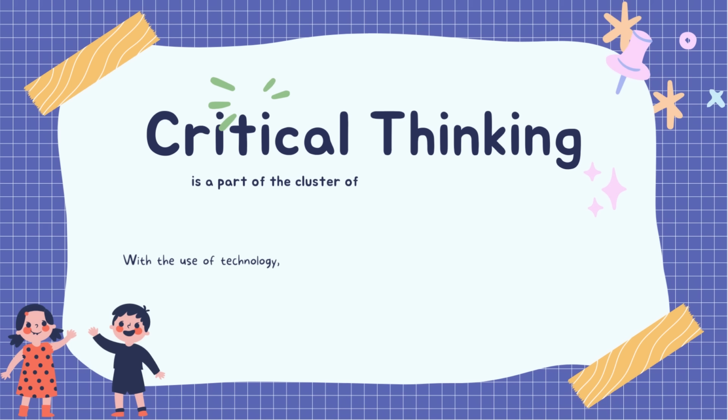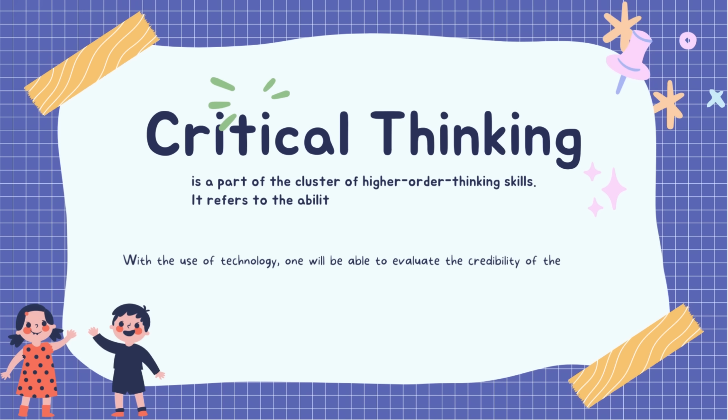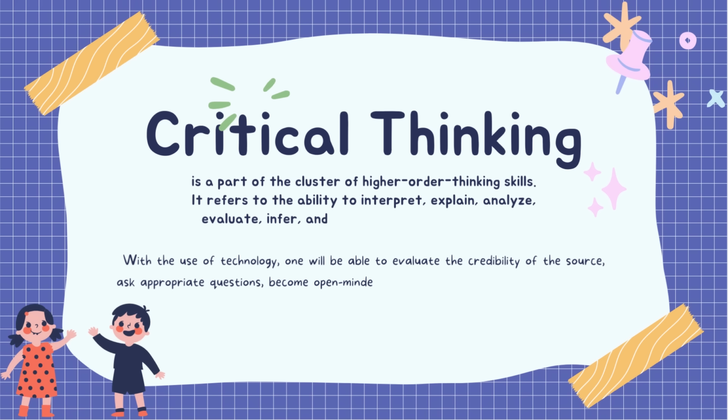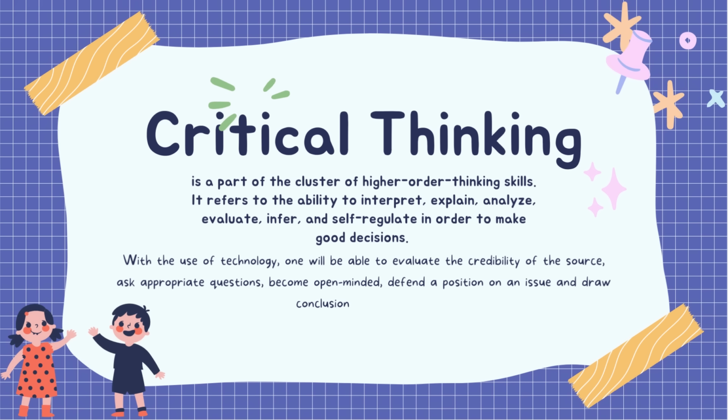So, when we say critical thinking, it is a part of the cluster of the higher order thinking skills, which refers to the ability to interpret, explain, analyze, evaluate, infer, and self regulate in order to make good decisions. With the use of technology, one will be able to evaluate the credibility of the source and ask appropriate questions, become open minded, defend a position on an issue, and draw a conclusion with caution.